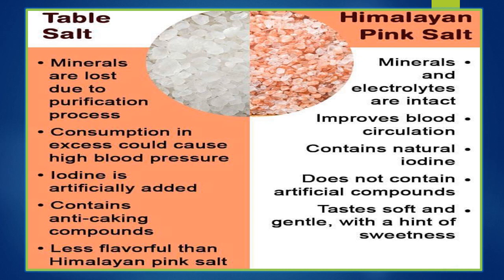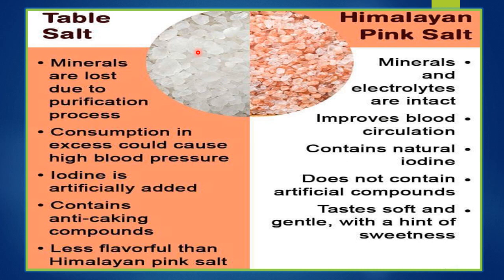Now, let's understand the difference between the common salt or the table salt, which is white in color, and this Himalayan pink salt, or what we call as rock salt also, and Sendha namak, right? What's the difference between the two? The formula is same, NaCl. This is also NaCl, this is also NaCl. But then here it is pinkish brown in color because of the presence of certain minerals, and it improves our blood circulation. It contains natural iodine. It does not contain any artificial compound, and it is good in taste also.